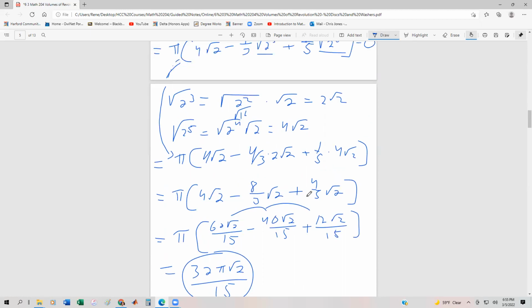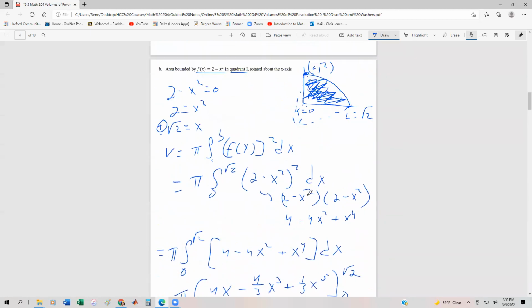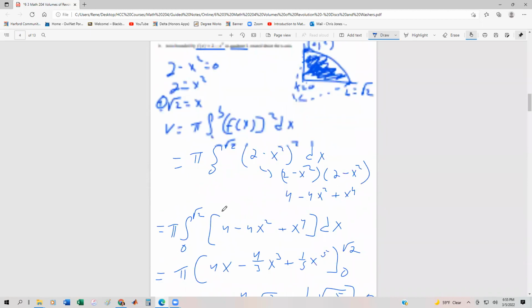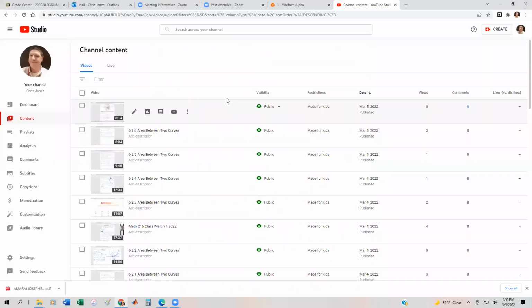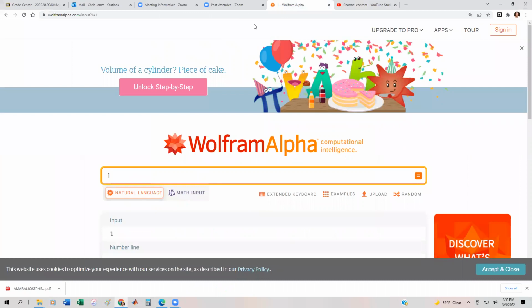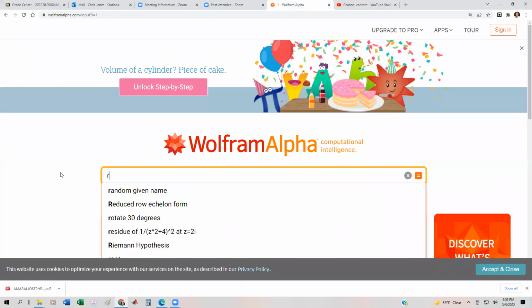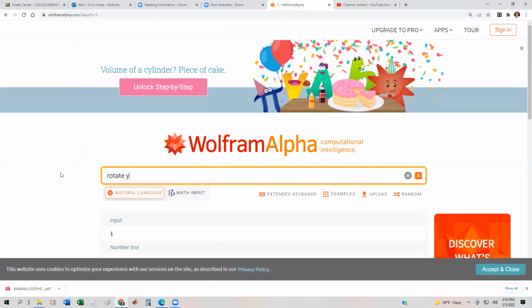A way to verify that you've done all of your algebra correctly is to go into Wolfram Alpha, and we could actually just type in the original function as well, and see what happens. So now when we type this in, we're going to type in a little bit more than what we did last time to check our answer. So we are going to rotate y equals 2 minus x squared over 0 comma square root 2. And that's going to be about y equals 0.